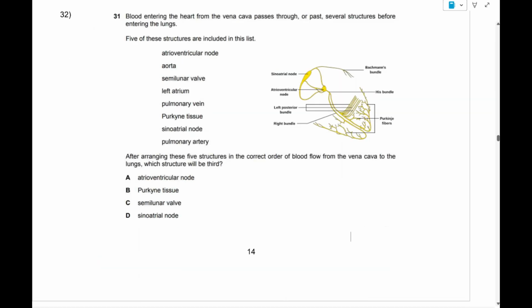Question 32. Blood entering the heart from the vena cava passes through or past several structures before entering the lungs. 5 of these structures are included in the list. After arranging these 5 structures in order of blood flow from the vena cava to the lungs, which structure will be third?